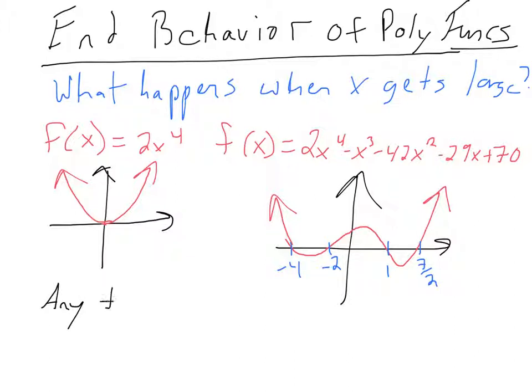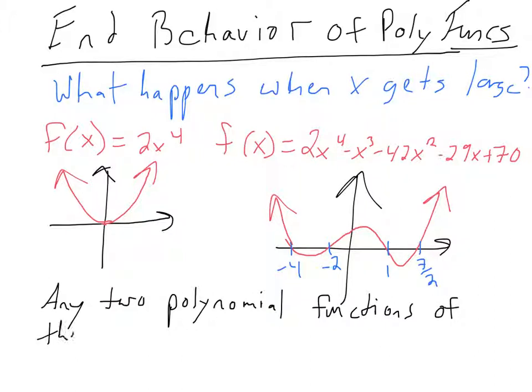any two polynomial functions of the same order with the same coefficient on the highest power. Like in this case, what I mean by that is that the coefficient on the highest power here is 2, the coefficient on the highest power over here is 2, so they're both the same order and they have the same coefficient on the highest power.